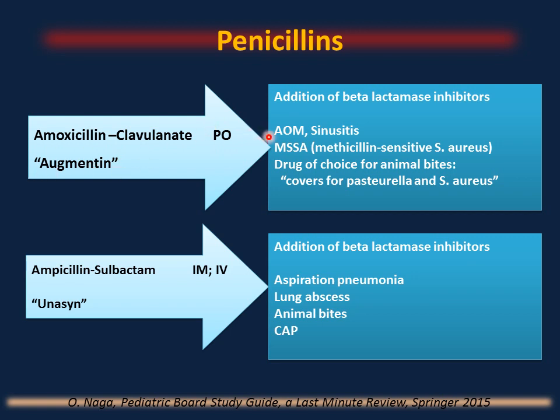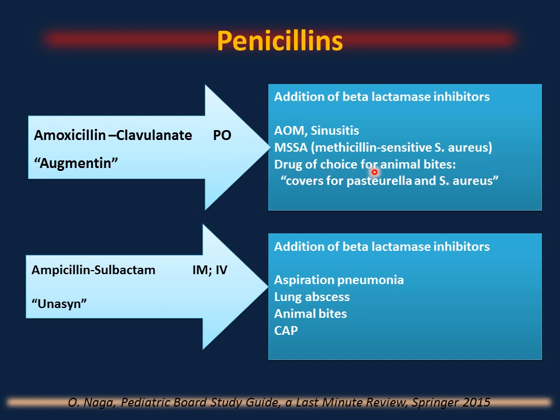It provides excellent coverage and treatment for acute otitis media, but you still have to use the high dose, 90 mg per kilo per day for 10 days, in order to treat acute otitis media successfully. For sinusitis, you can use the same dose but for a longer time, like 14 days or 21 days. It covers MSSA, Staph aureus that is sensitive, but it does not cover MRSA.